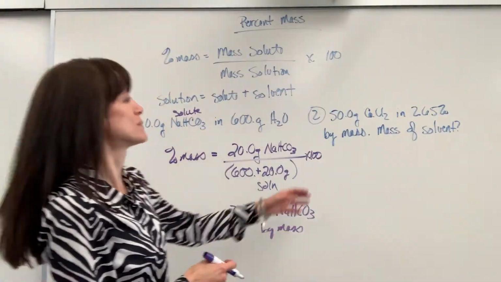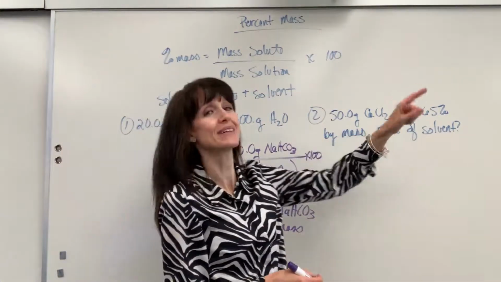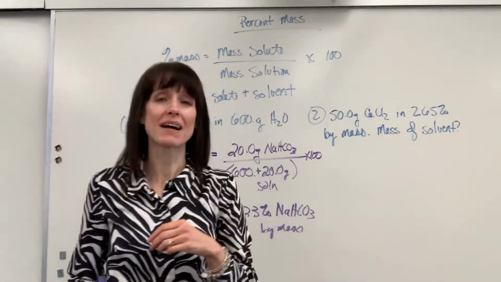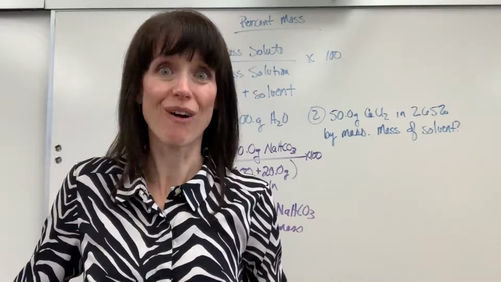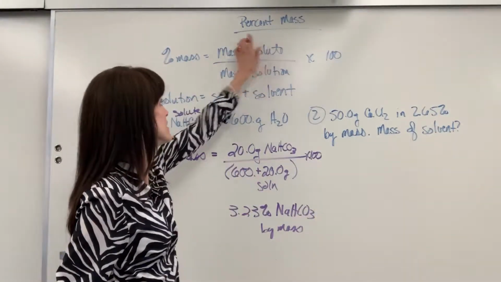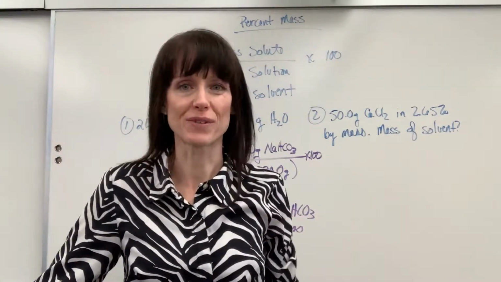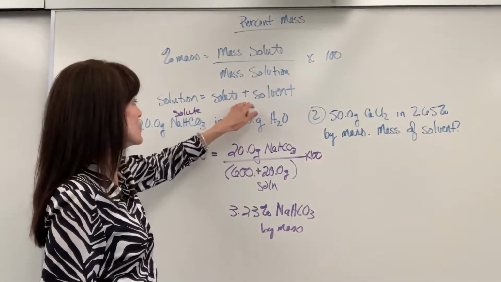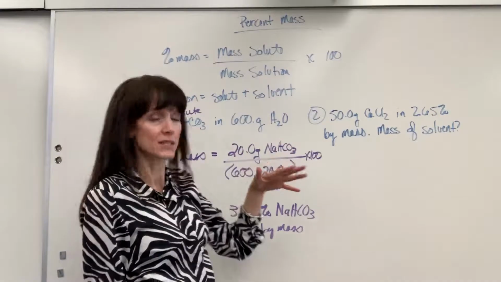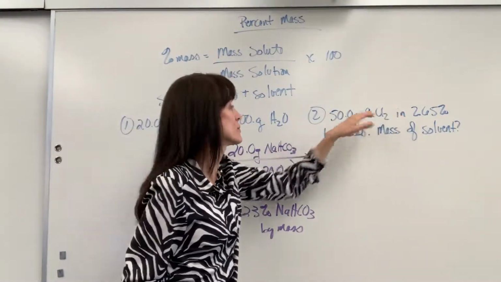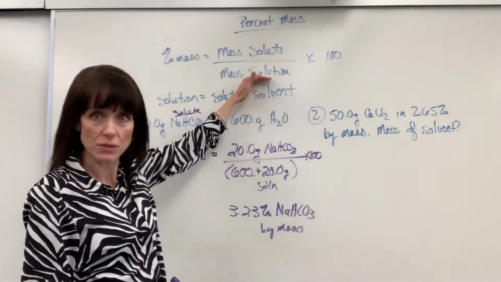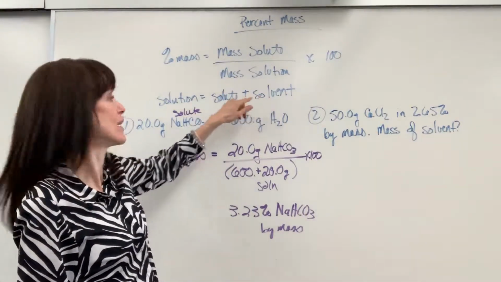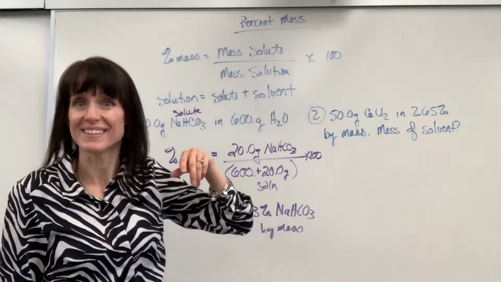Okay, now let's look at number 2. So we have 50 grams of calcium chloride in a 2.65% by mass solution. And we want to know what's the mass of the solvent. Wow, when I look here in this formula, there's no word for solvent, but I do know that the solution is solute plus solvent. So this is what we're going to do. We're going to take this information to find the mass of the solution, and then from that, we'll be able to find the mass of the solvent because we'll have both the mass of the solute and the solution.